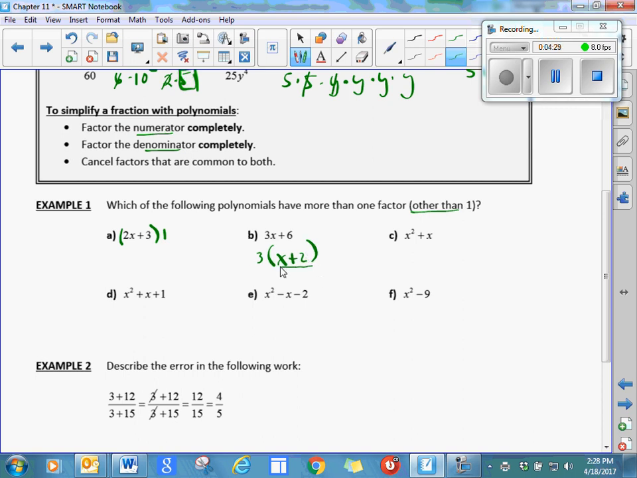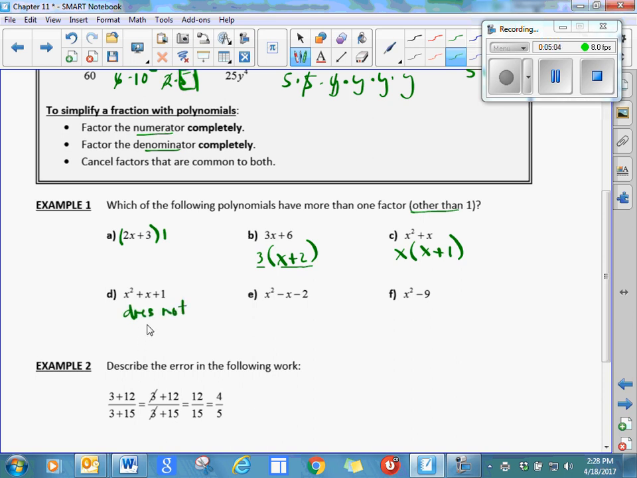This is considered a factor, all inside this grouping symbol. This is a factor, and this is a factor. So this expression is made up of two factors. Example C, the GCF is x. So again, I can rewrite this as a product of two factors. There they are. This one, you might think that you can factor, and you might try the AC method, but nothing really works. This one cannot factor. It does not factor.